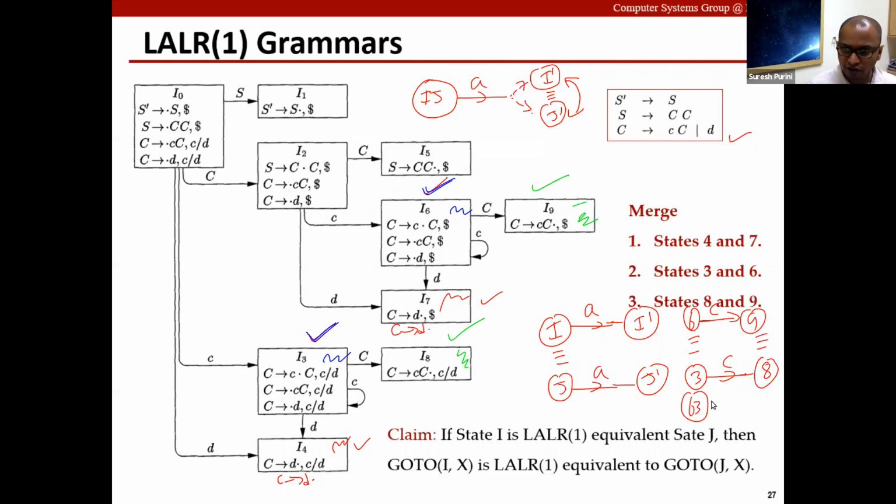So when we merge 6 and 3 and we get the state 63, then it's really not a problem because 9 and 8 are also anyway going to get merged. And this is the claim that I would like you to prove: that if state I is LALR1 equivalent to state J, then GO2 of I comma AX is LALR1 equivalent to GO2 of J comma X. So this is a claim. This is the homework problem that I am going to release for today. So you have to prove this claim.